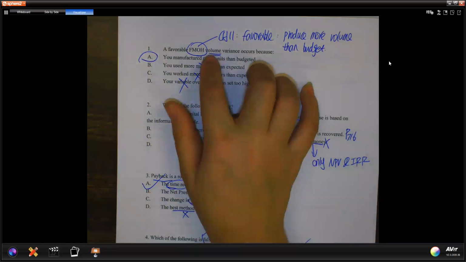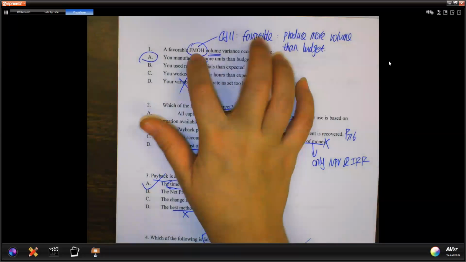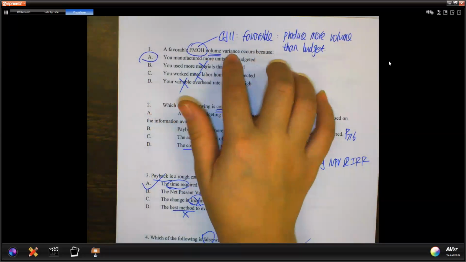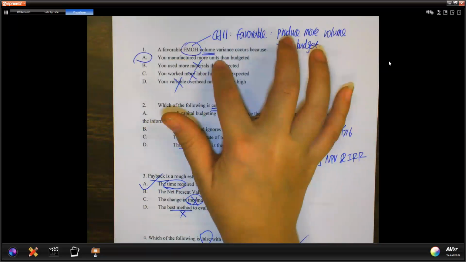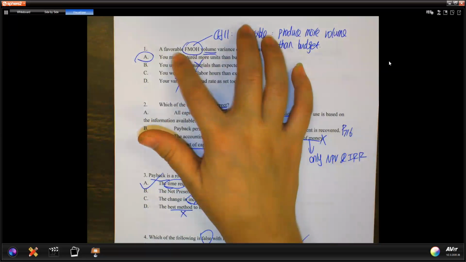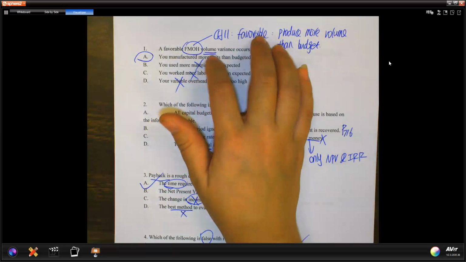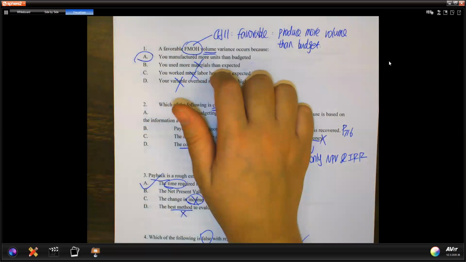We said if you have a favorable fixed manufacturing overhead volume variance, that means you produced more volume than budget. So you produced more units than the budget, and you have a favorable fixed manufacturing overhead volume variance. You have to know this one for chapter 11.